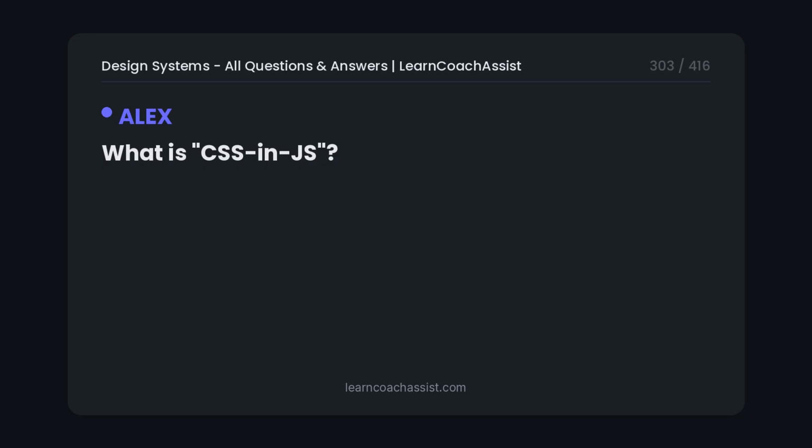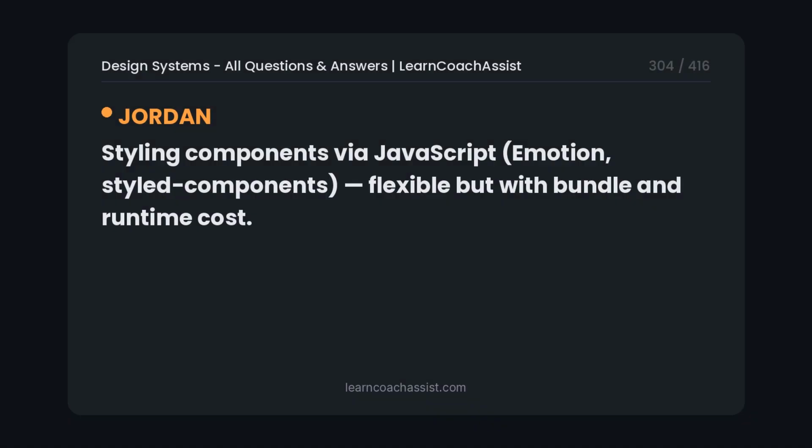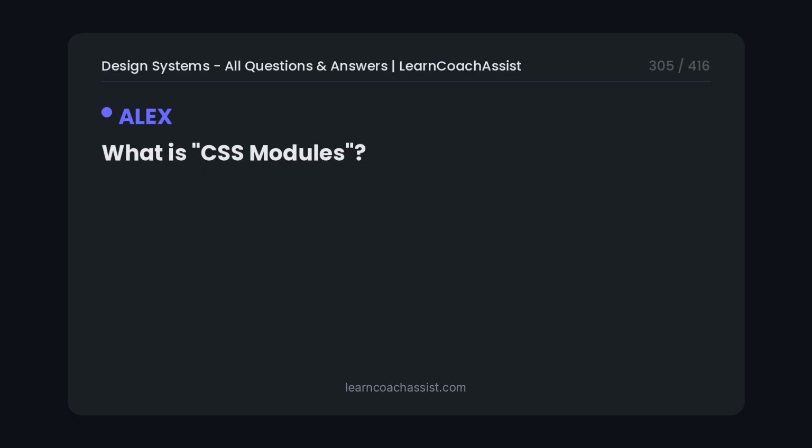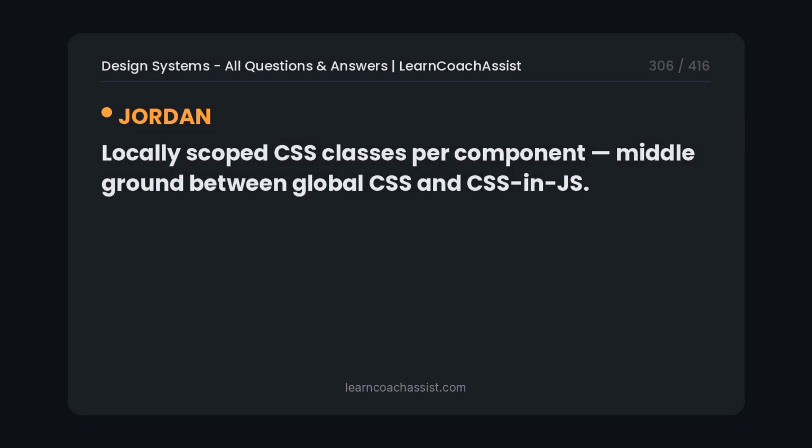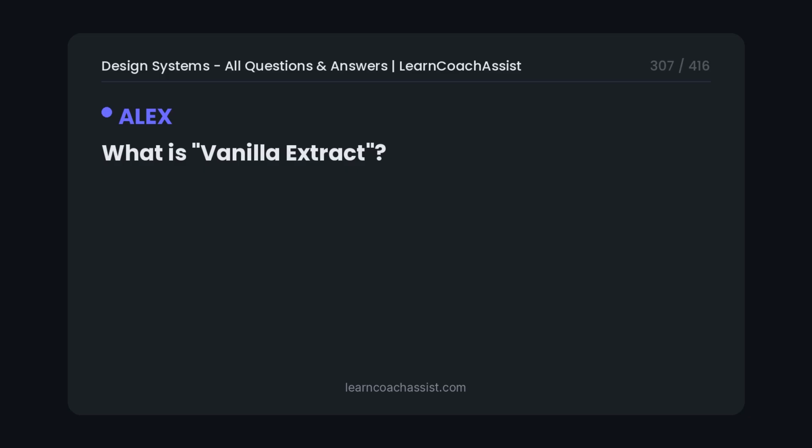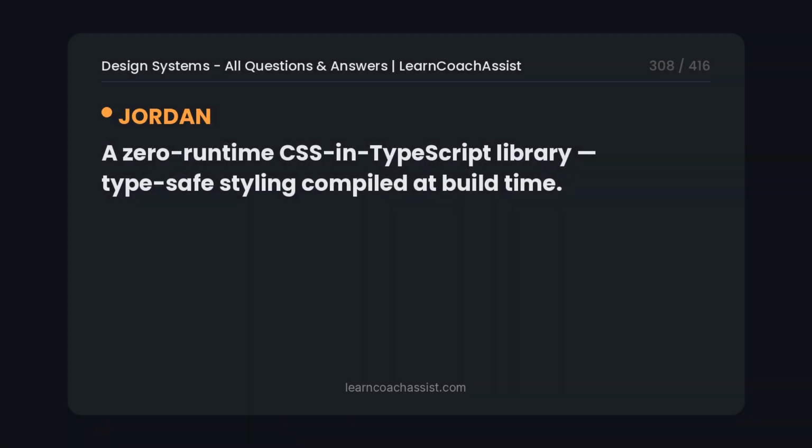What is CSS in JS? Styling components via JavaScript, Emotion, styled-components, flexible but with bundle and runtime cost. What is CSS modules? Locally scoped CSS classes per component, middle ground between global CSS and CSS in JS. What is Vanilla Extract? A zero-runtime CSS in TypeScript library, type-safe styling compiled at build time.